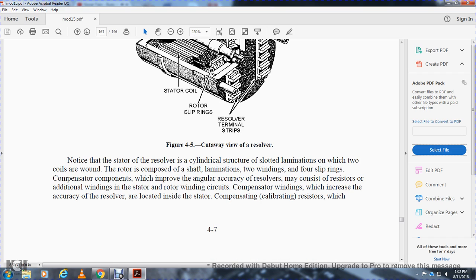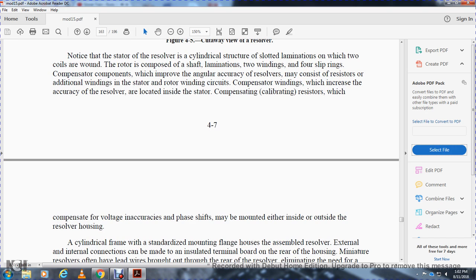Links compensate for the commutation components, which improve the angular accuracy of the resolver. The main components consist of the resistor, actual winding, and the shaded rotary winding circle. The compensator winding will increase the accuracy of the resolver, and the calibrating resistor is the compensator of the voltage with the inaccuracy.